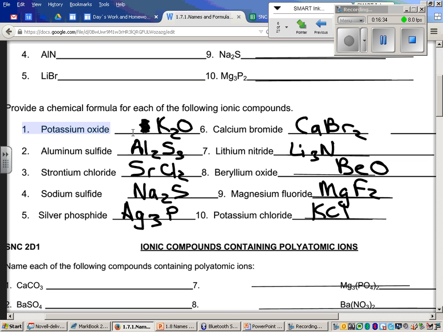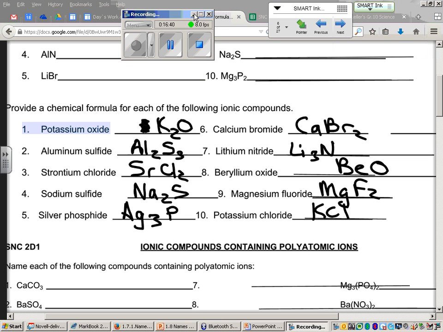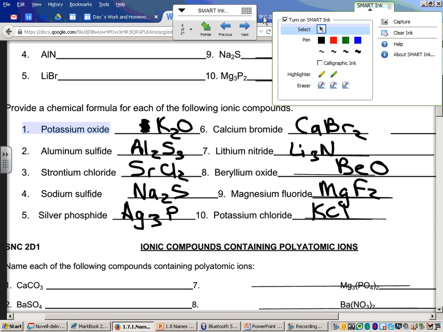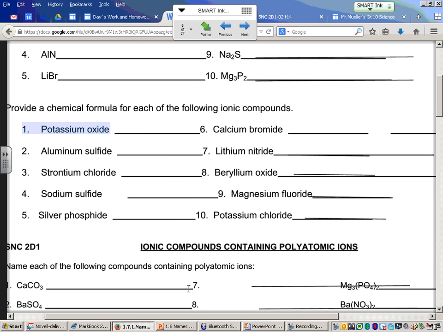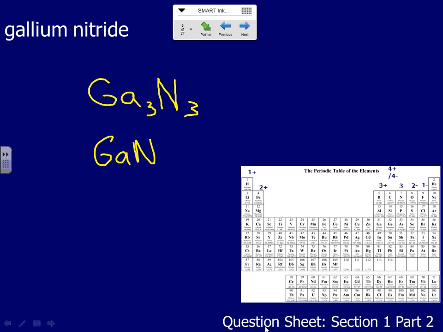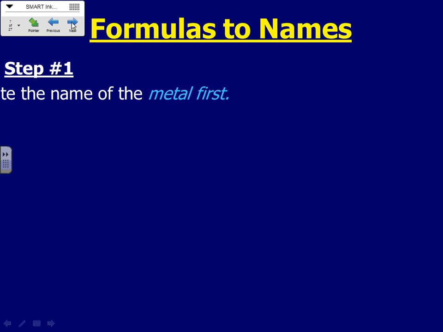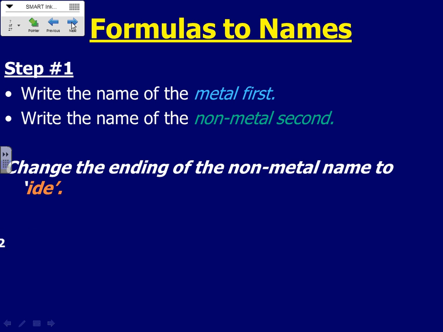Okay? You must know the charges. If you know the charges, it's an easy job. Okay? So I got to do a lot of stuff here. Let's get rid of the ink. Clear the ink. Let's head back to the PowerPoint. And let's move on. Formula to names. Let's bring this whole thing up here.